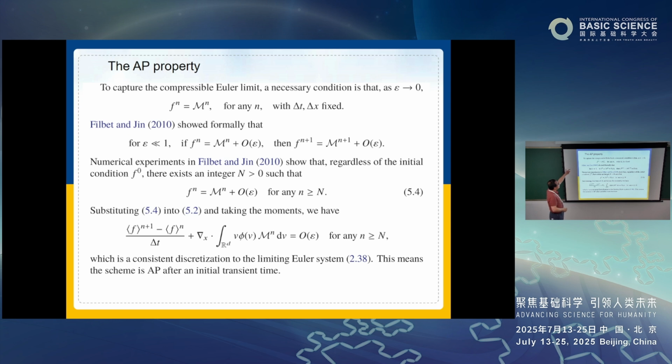Well, now we have just the AP scheme. To prove the AP scheme, you have to show that when epsilon goes to 0, f becomes Maxwellian. This actually we can show asymptotically. We can show it, so it's AP. So that's how we solve the Boltzmann equation.